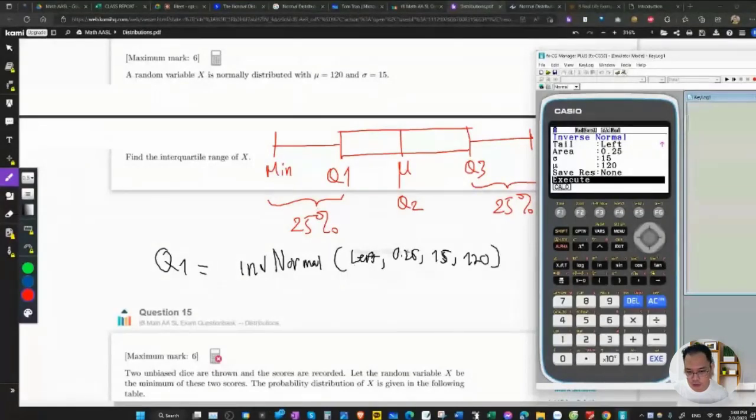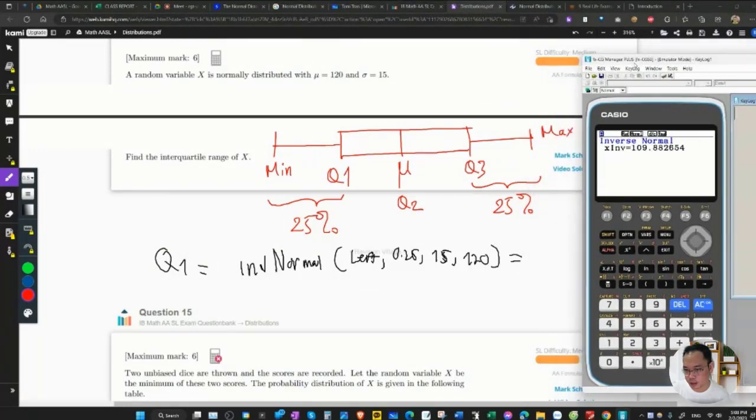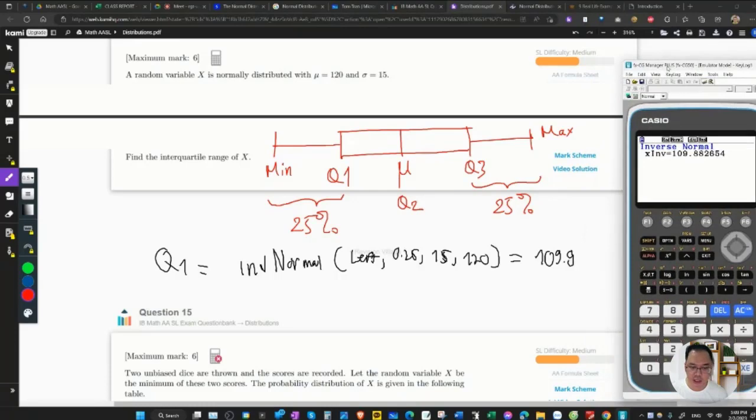Inverse normal, left, 0.25, and the value is 109.9. We can take one decimal place, 109.9. Similarly, the upper quartile Q3 is the inverse normal of the right. Now we change left to right, simply that. And then execute: 130.1.